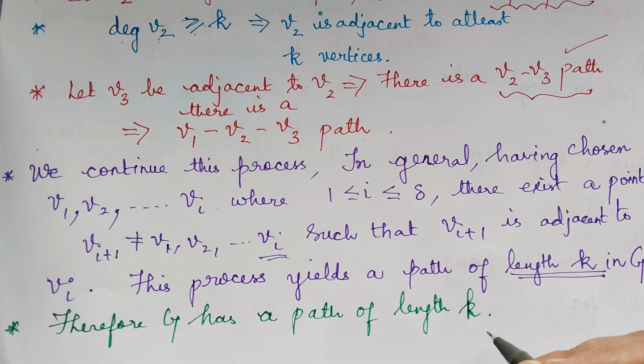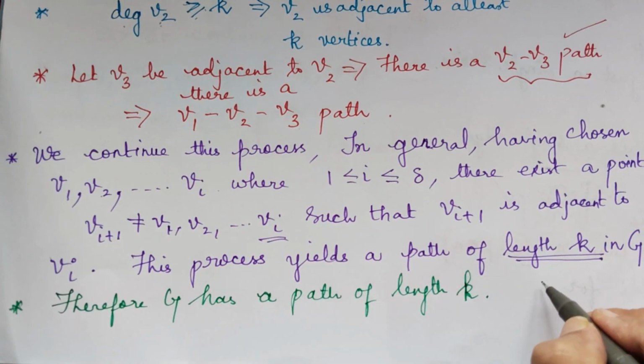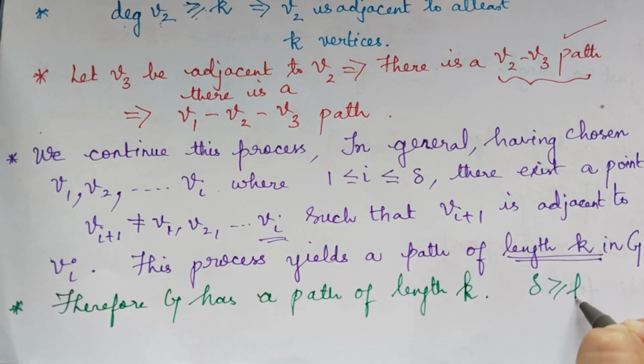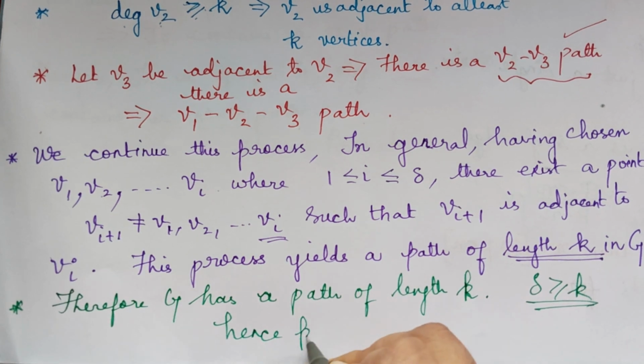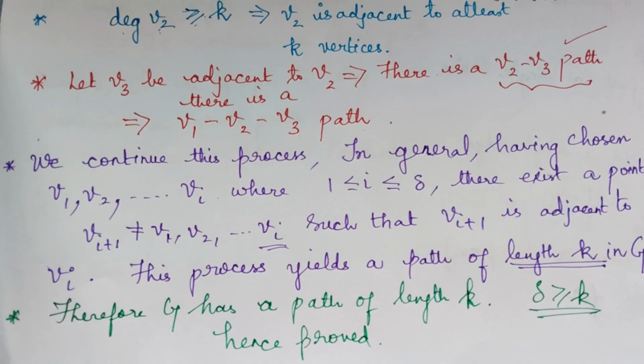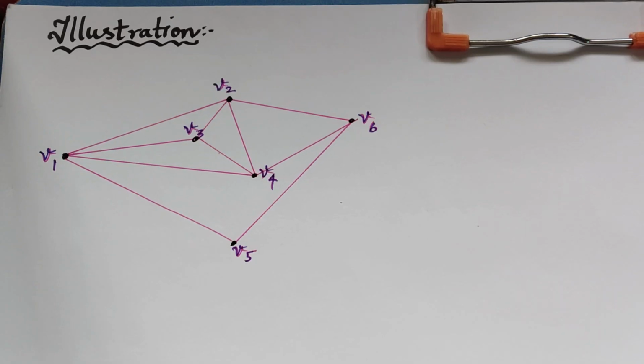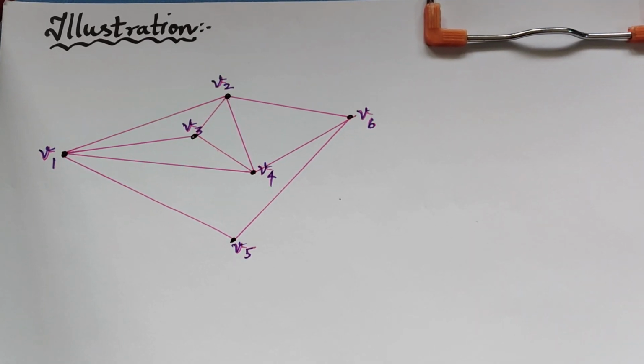So therefore G has a path of length k, and we took delta to be greater than or equal to k in this case. So hence we have proved. I hope you have understood the proof of this theorem. Thank you. Now here we have the illustration for this theorem.